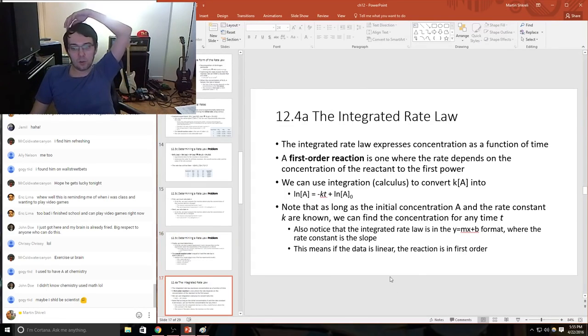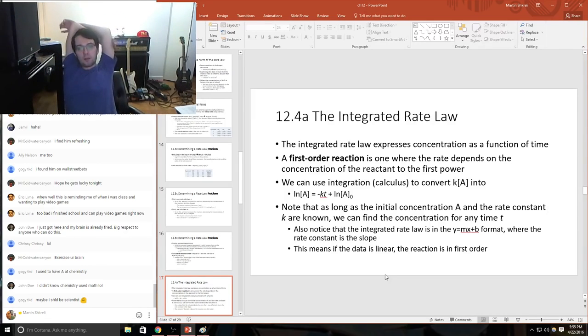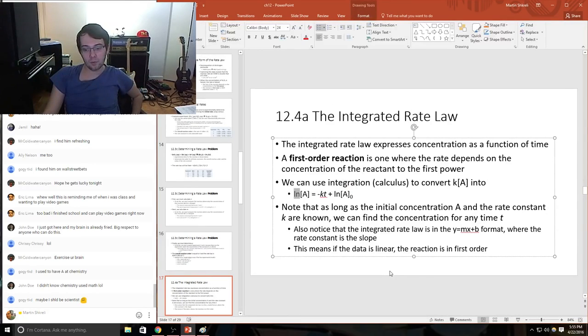All right, let's go to the integrated rate law. This is a bit different from the differential rate law, and this is concentration as a function of time. We know a first order reaction is one where the rate depends on the concentration to the first power. But if we use calculus to integrate that differential rate formula, we get the logarithm, and this is the natural logarithm, to the 2.718.